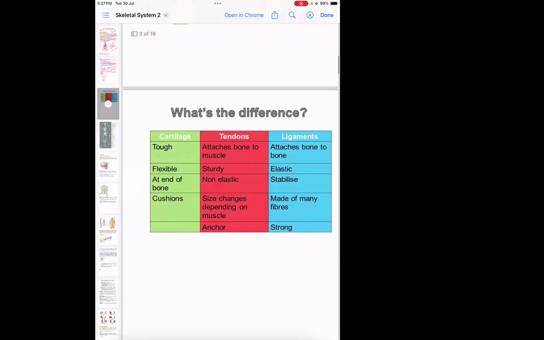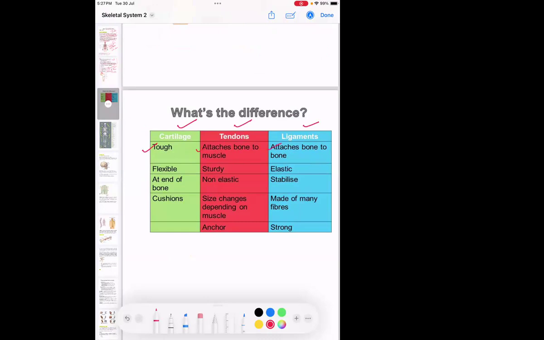Now let's see the difference between all the three: cartilages, tendons, and ligaments. Tendons attach bone to muscle, and ligaments attach bone to bone. Whereas cartilages are flexible. The tendons are sturdy, whereas ligaments are very elastic in nature. We can just stretch them. Then cartilages are present at the end of the bone, whereas tendons are non-elastic, whereas ligaments are stabilized. It means they are fixed kind of thing.